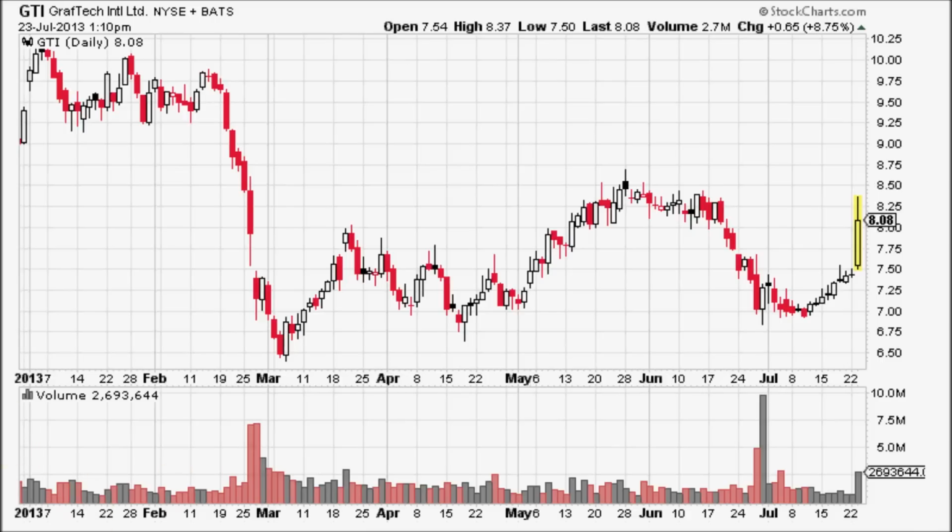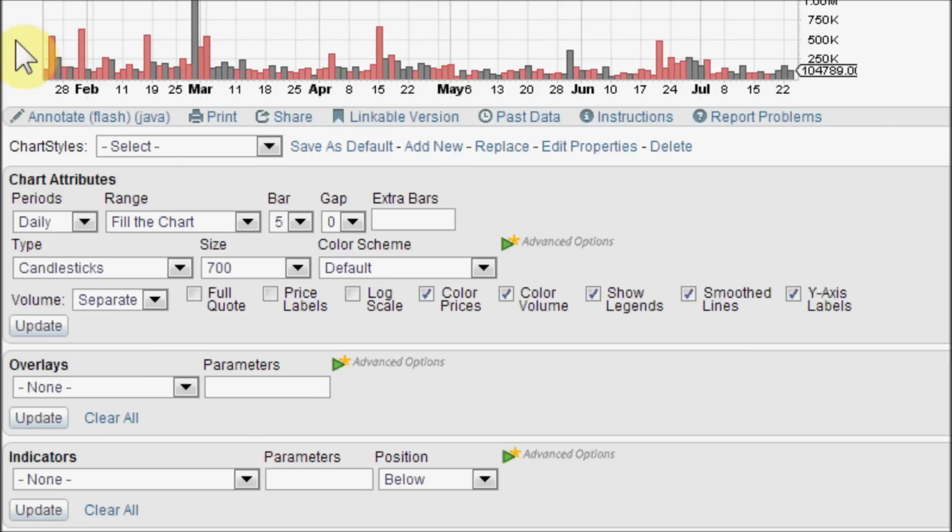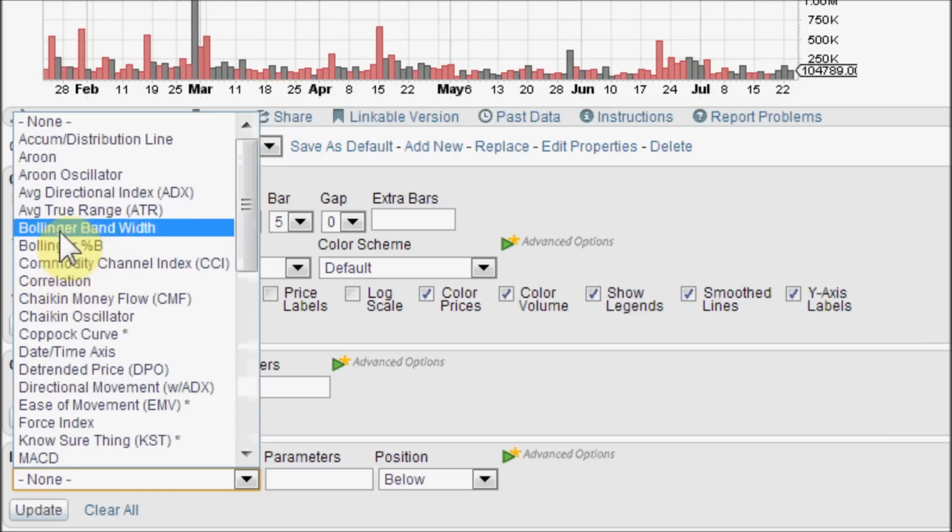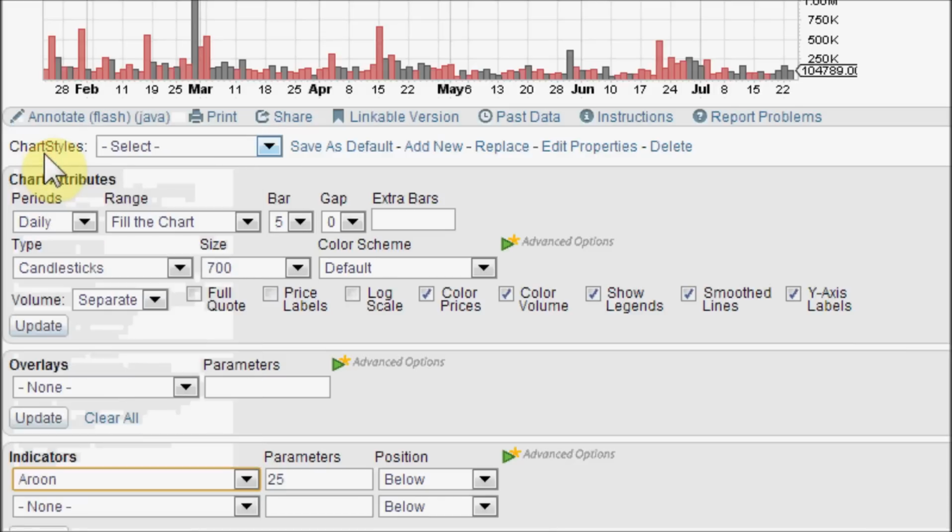So let's go ahead and load up the Aroon indicator on this chart of GTI here at StockCharts.com. Down here below the chart in the chart attributes area, all the way down at the bottom, click in the indicators box, and there are two instances of the Aroon: the oscillator, which only has one line, and the actual Aroon, which is the one we'll be talking about today. It is set at a standard period of 25 here.